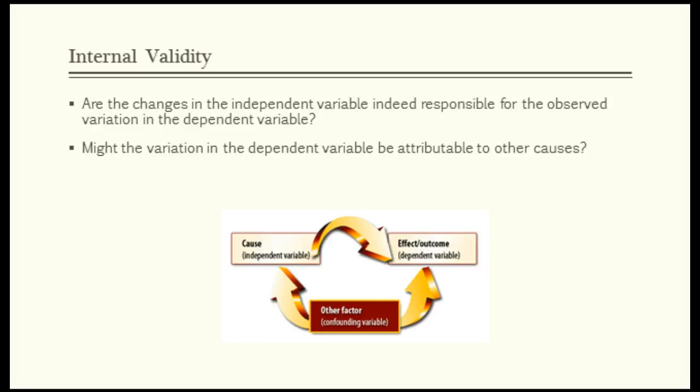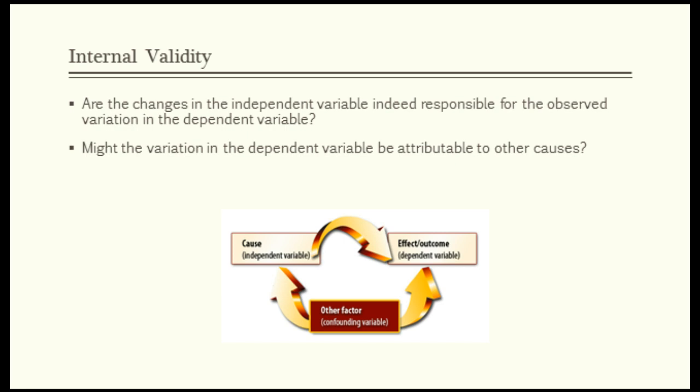So when we consider internal validity, we're really asking ourselves the question: can we conclude that the changes in the independent variable caused the observed changes in the dependent variable? In other words, are those changes indeed responsible for the observed variation in that dependent variable? If you're not quite sure about the difference between independent variable and dependent variable, you may want to revisit our discussion a few weeks earlier on variables.